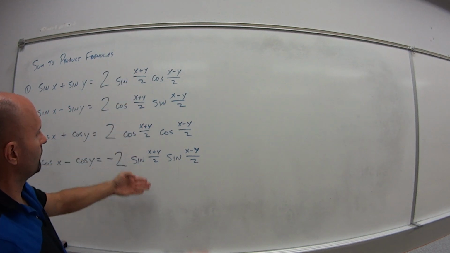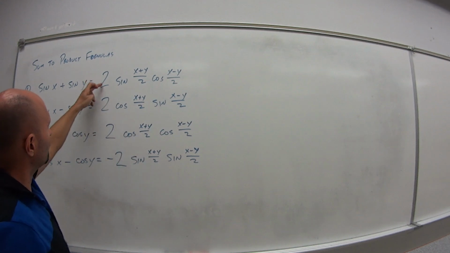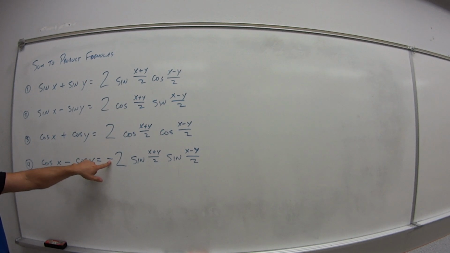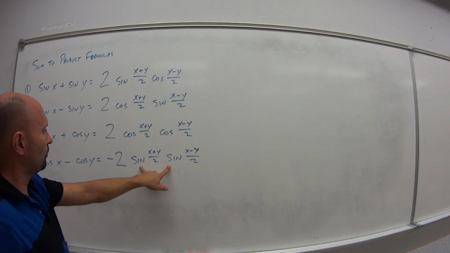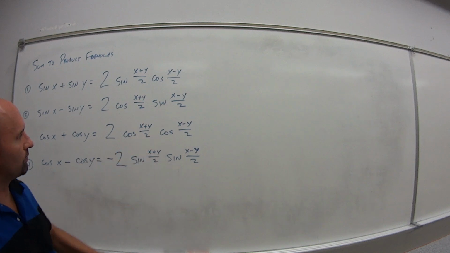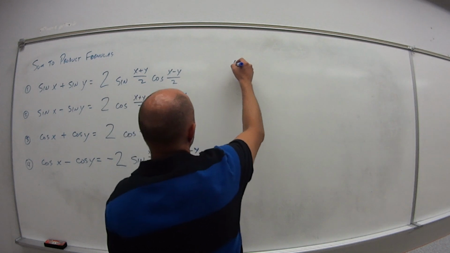So x plus y over 2, x minus y over 2 always stays the same. There's always a 2 in front, except when it's cosine minus cosine, we get a minus sign here. And then when it's cosines only, we get sine. When it's cosine plus cosine, we get 2 cosines. So again, whatever tricks you can use to try to memorize these, that's what you really need to do. So let's look at an example of how we would use these.